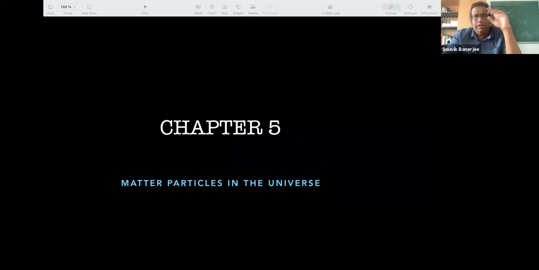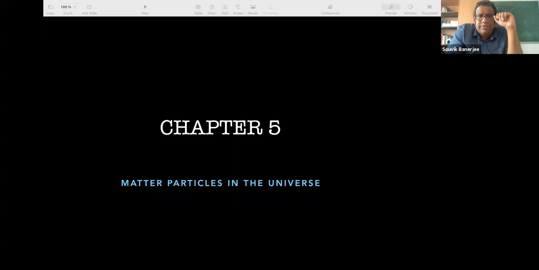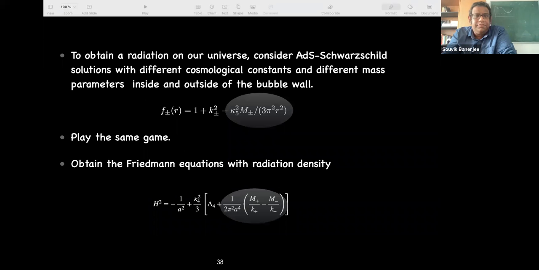Okay, if not, then so far we talked about radiation, and now you can also ask, like, your universe also has matter particles, how do we find these matter particles? This has to do with these non-normalizable modes that I was talking about. So in the bulk, matter becomes radiation on the bubble wall, as I said. If you start with the bulk matter, in the Hubble equation, you actually get radiation.